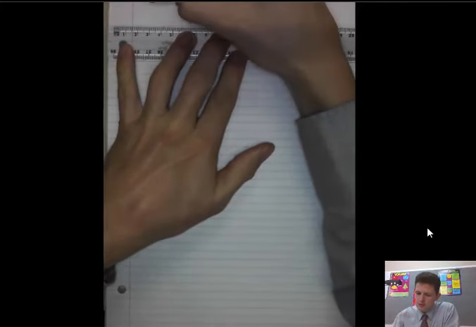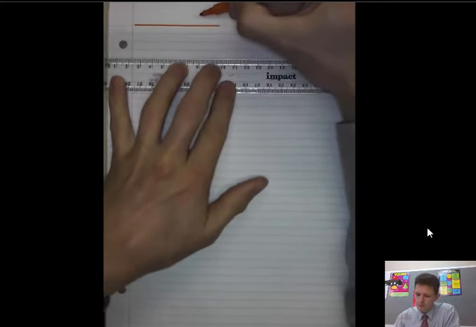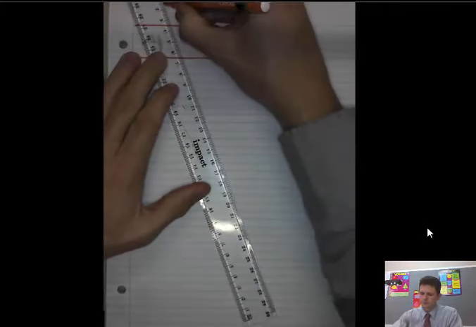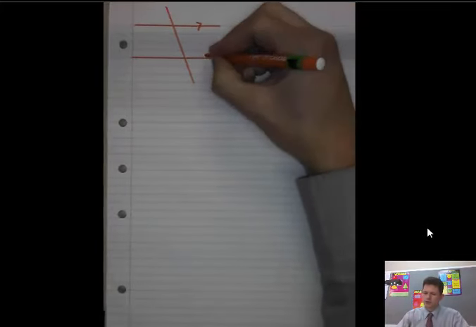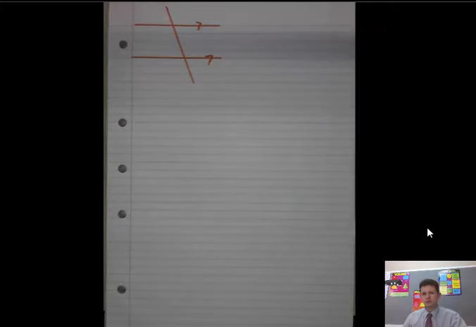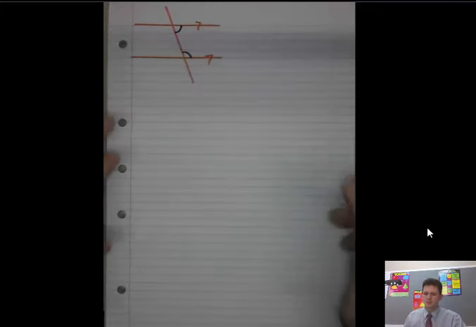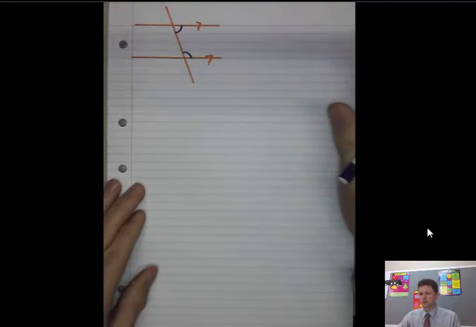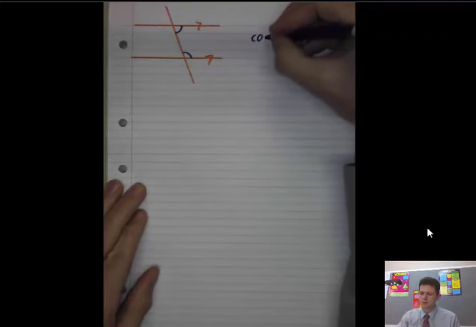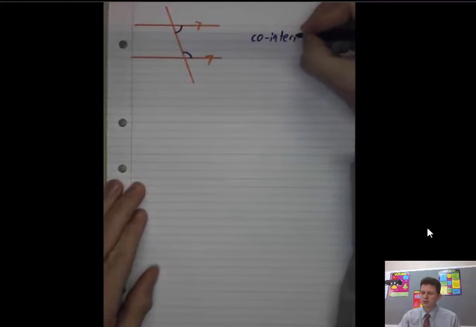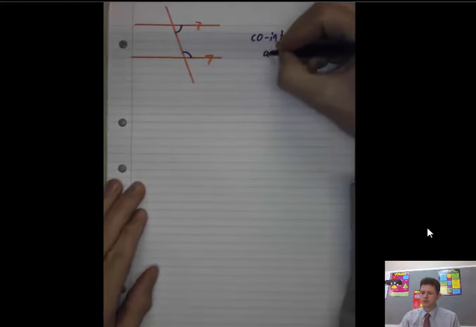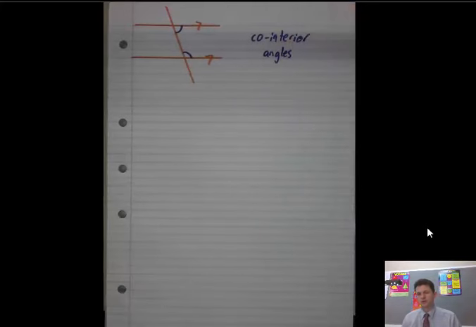So we'll draw up another set and we'll look at rule number 2. So if we have 2 angles again inside the parallel lines, but this time on the same side of the transversal, we call these co-interior angles. And the relationship between these 2 angles is that they will always add to 180 degrees.